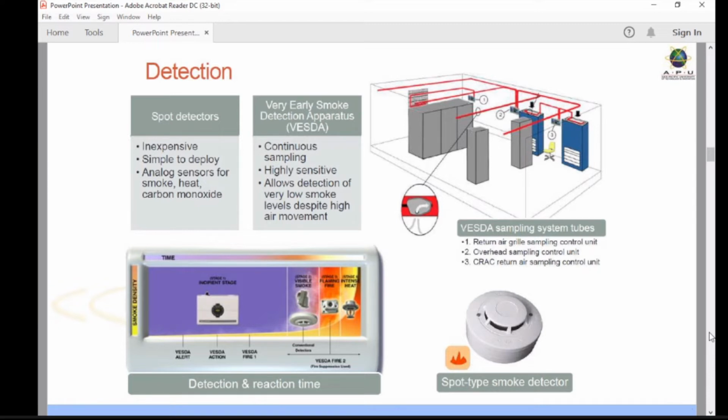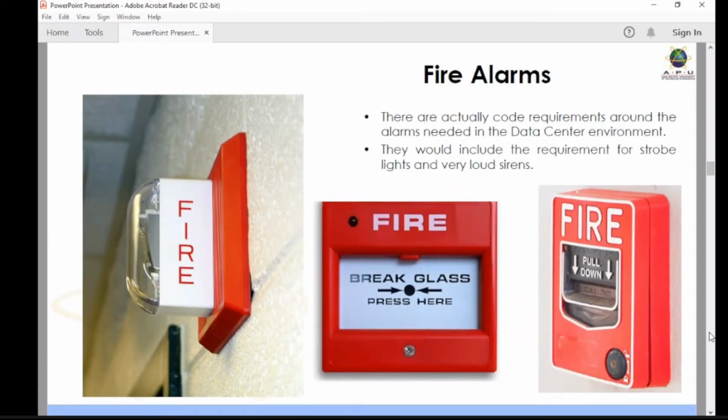You can see here in figure number 1 the return air grill sampling control unit, okay, and then second is the overhead sampling control unit, and then the third is the crack return air sampling control unit, 1, 2, 3. So 3 sampling units are used here in the VESDA system, okay, and there is also the type of smoke detectors to take the sample of air, okay.